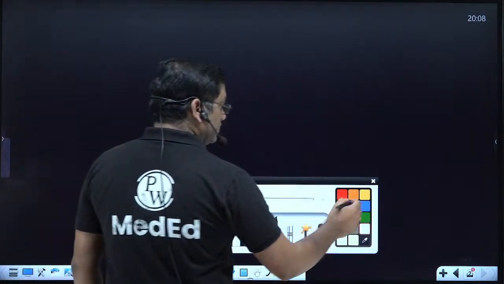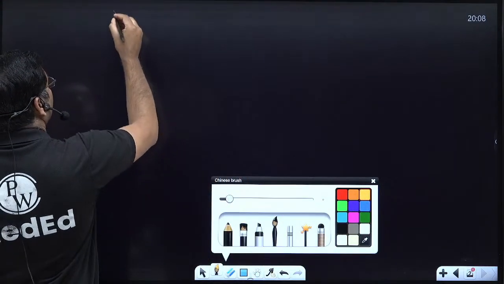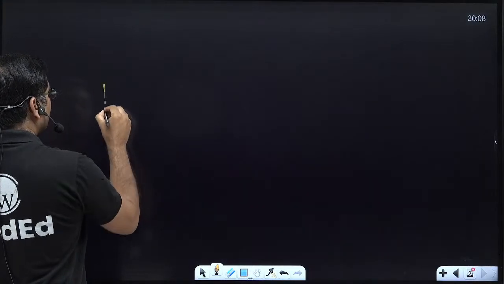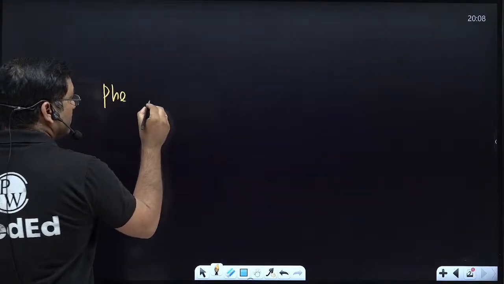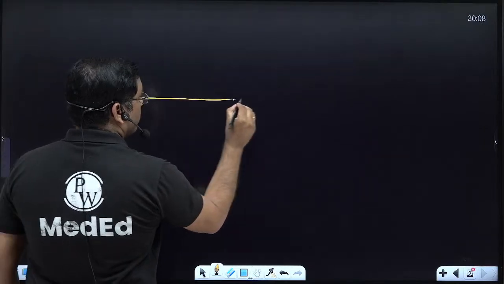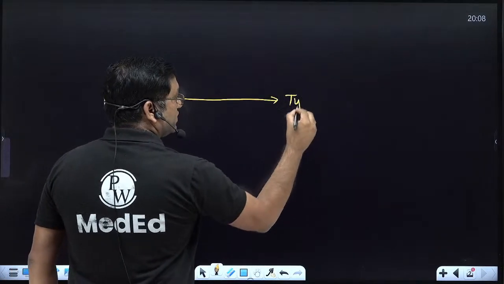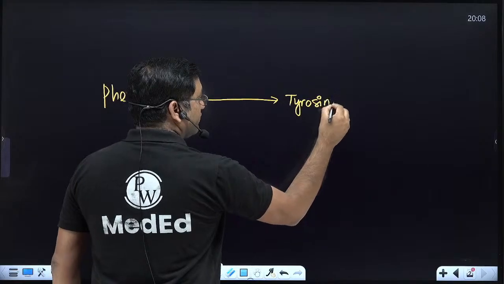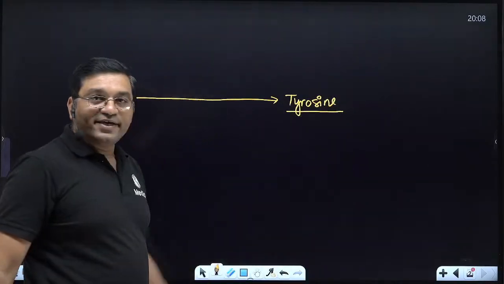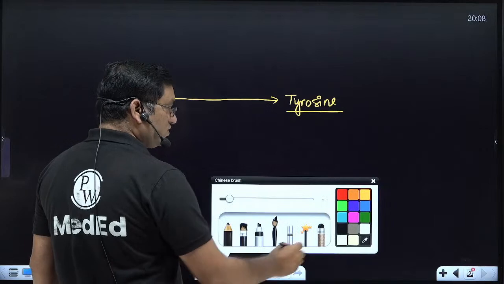Now we'll discuss the metabolic pathway, and along with the pathway we'll discuss the disorders, so that we can remember the names of the enzymes and the accumulated product for that particular disease. Now coming to the pathway, see the first reaction: phenylalanine is converted into tyrosine. This is an important reaction. What is another name of tyrosine? It is para-hydroxy phenylalanine.